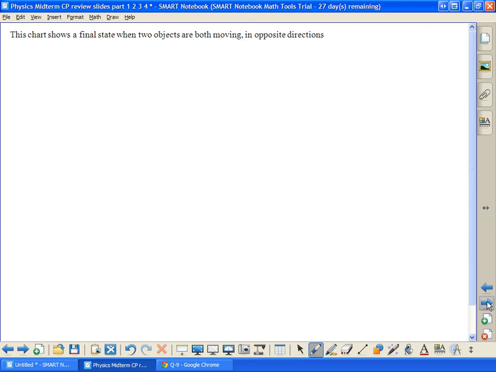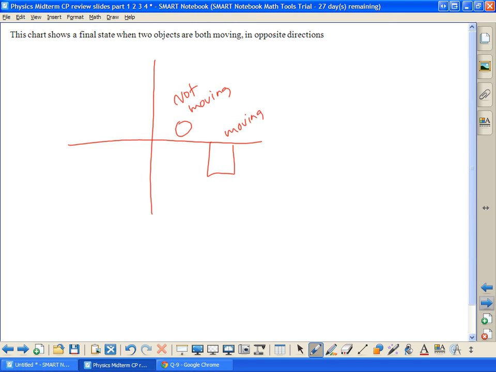Next slide. This chart shows a final state where two objects are both moving in opposite directions. This shouldn't be hard. How about a chart with a final state like that? No, because this one is not moving and that one is moving. And this, of course, is no good. Same direction.